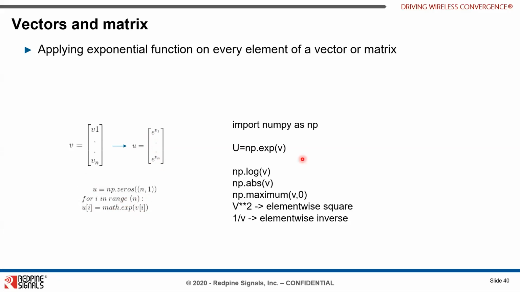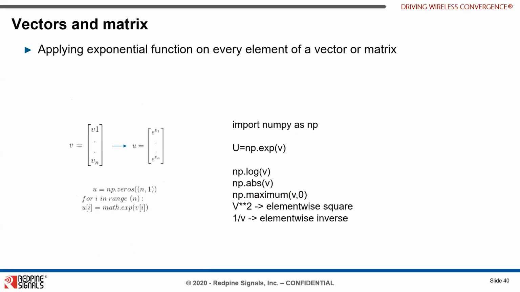Now if I write the equivalent vectorized version, how will it look? Import numpy as np, and you can write u is equal to np dot exp of v. Okay, so in a single line of code you can implement this, that is, you apply the exponential function on every element of a vector or a matrix. This is how you implement it with the help of a numpy array.